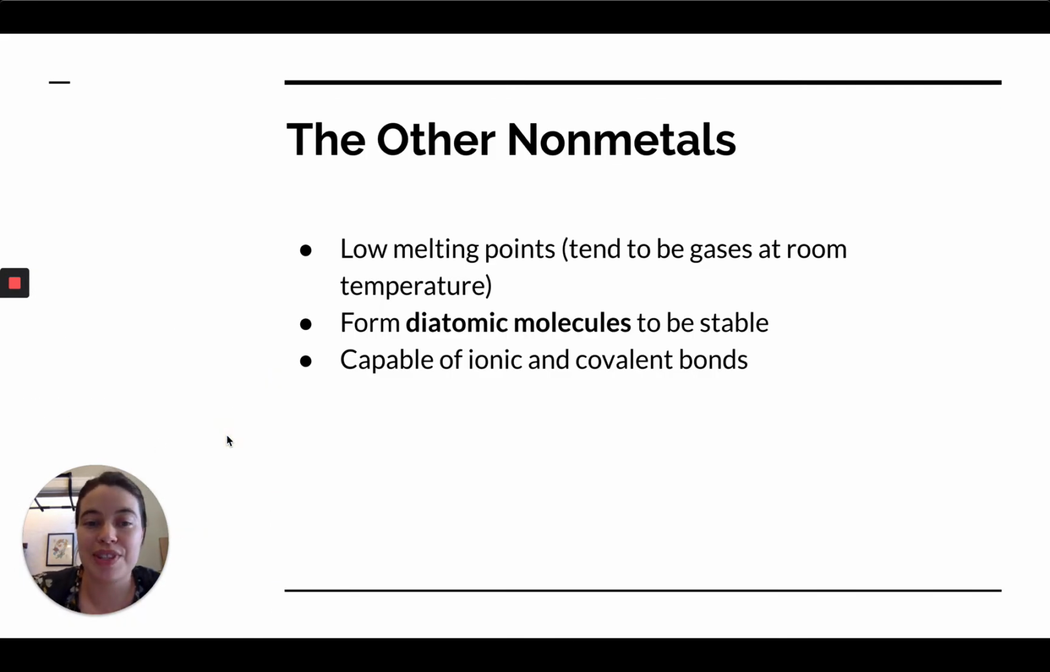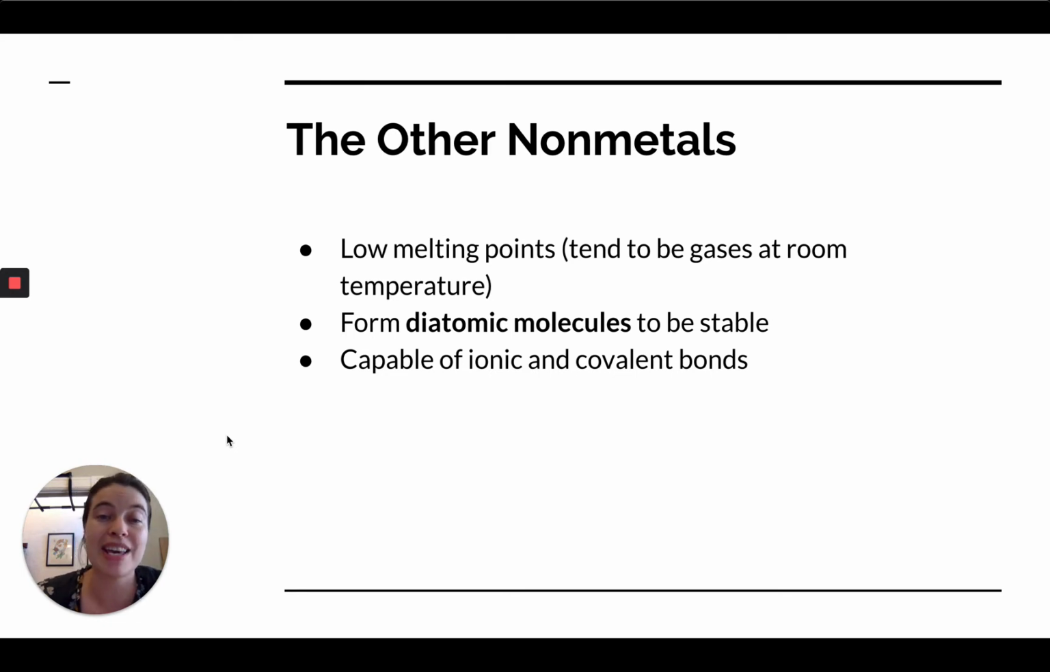So, some things to know about these other nonmetals. They tend to have relatively low melting points. Many of them will actually be gases at room temperature, though not all of them. Sulfur and carbon can be solids at room temp, while nitrogen and oxygen and hydrogen will be gases. These things have a tendency to bond with themselves using a type of bond called covalent bonds.